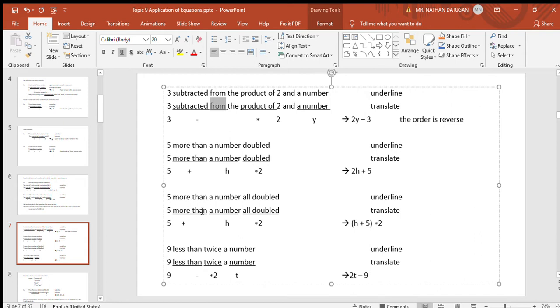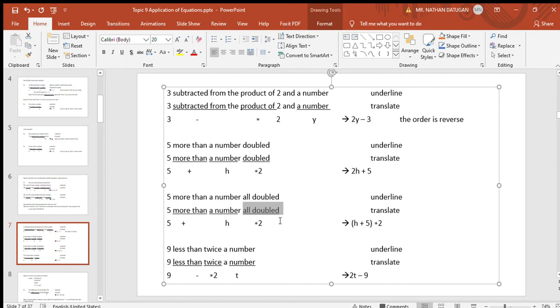So now let's translate. 5 more than a number. Is that a complete sentence? Yes. So let's translate that already. Is it going to be 5 plus h when we translate this part of the sentence? No. What is it going to be? It's going to be h plus 5.